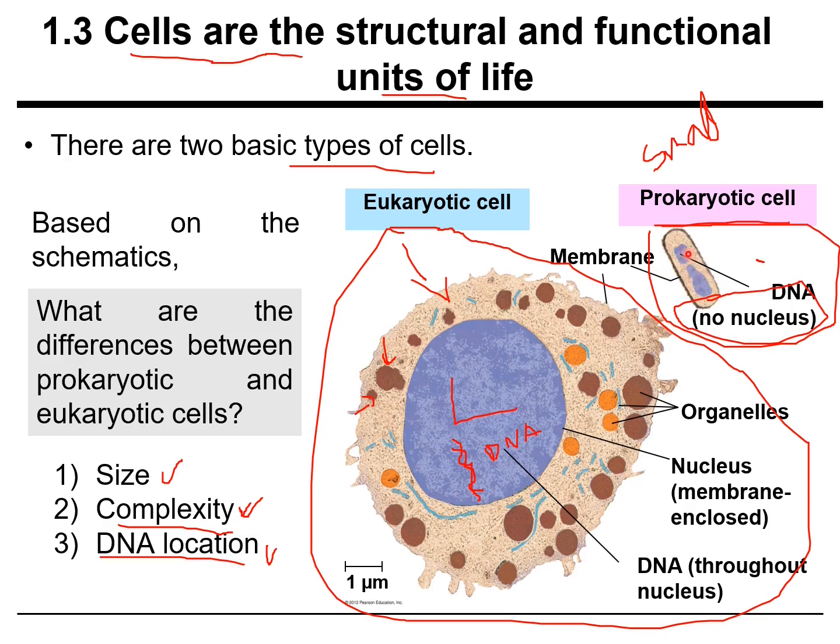cytoplasm. So in this slide, I told you that there are two types of cells, eukaryotic and prokaryotic, and I asked you to compare these two types of cells. We talked about three main differences: size, the complexity, and finally the DNA location.